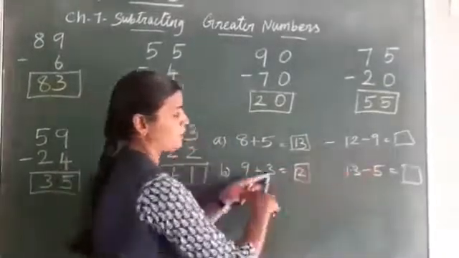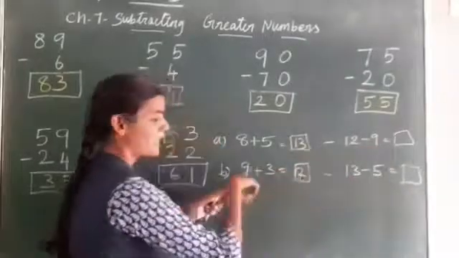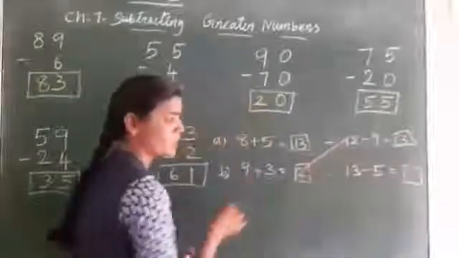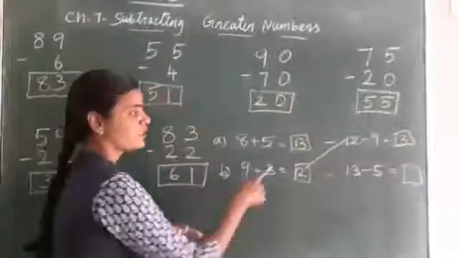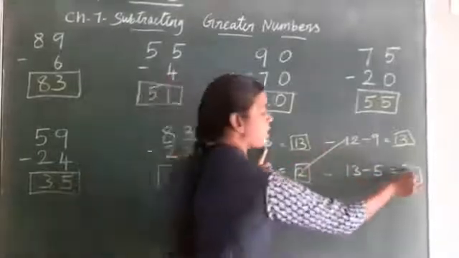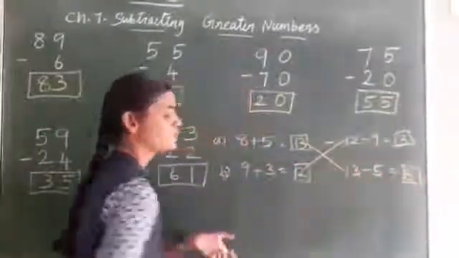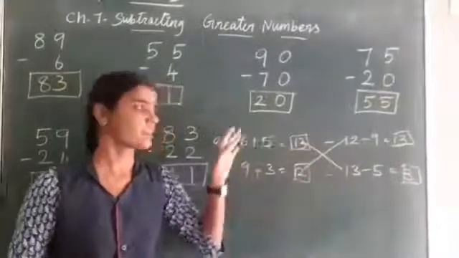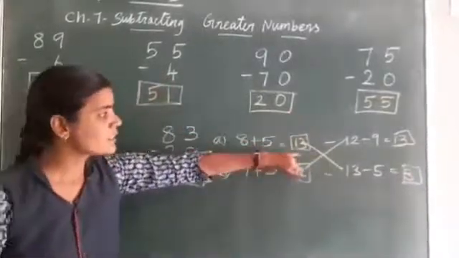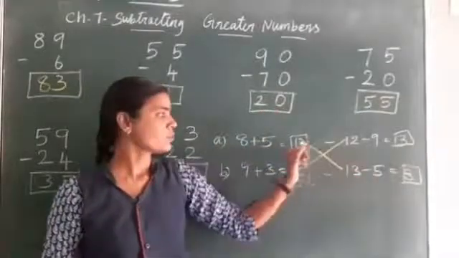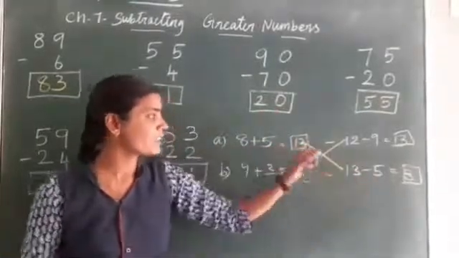What number will come in this box? 12 minus 9 means 3. The answer is 3. So match according to this. Next, 30 minus 5. Only one number, no? That is 8. So using the addition fact you have to solve the subtraction sum. This is the addition fact. These 3 numbers are repeated for that also. Okay. So 13 minus 5 means 8.